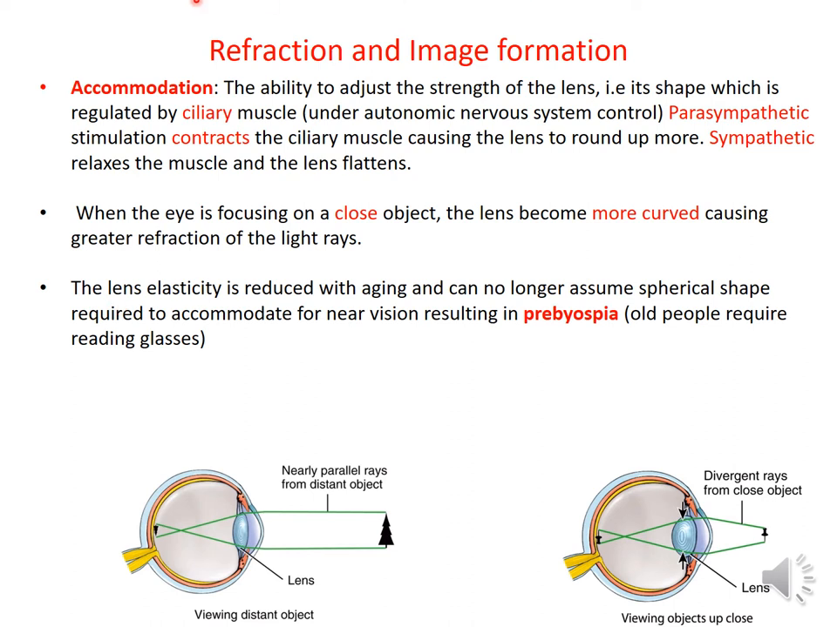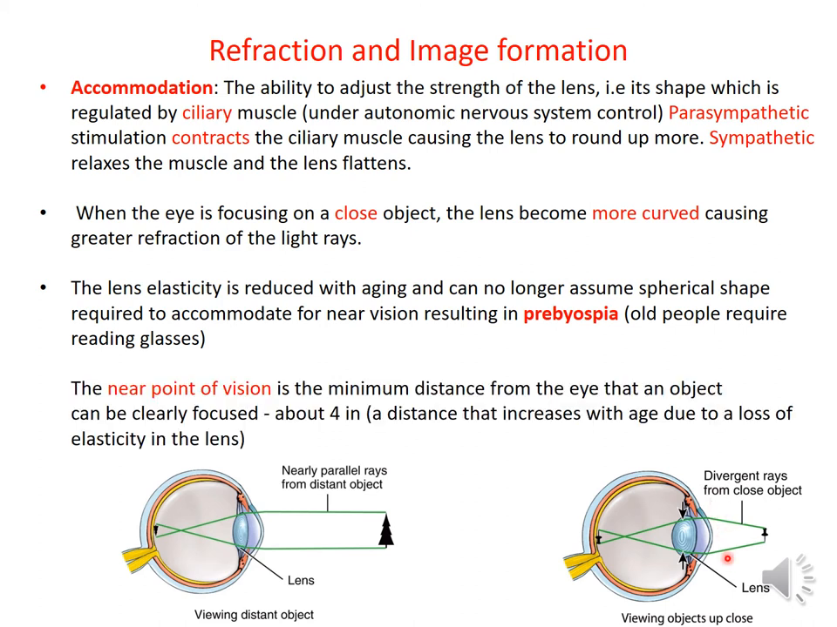And in this situation, the subject needs what? Needs something called convex lens for reading, or reading glasses. The near point of vision is the minimum distance from the eye that an object can be clearly focused, about 4 inches, and that is the distance that increases with age due to loss of the elasticity of the lens.